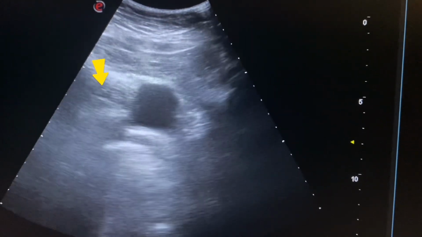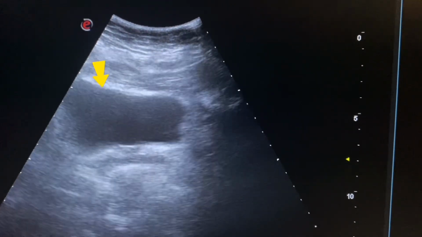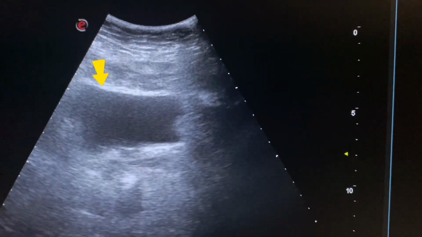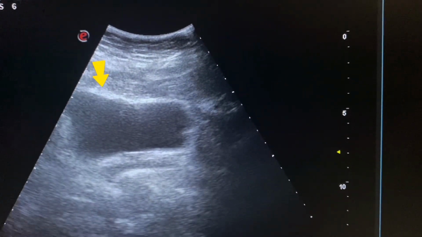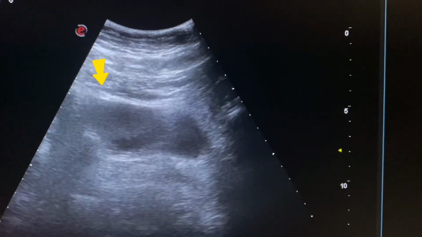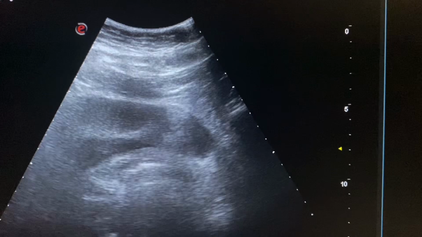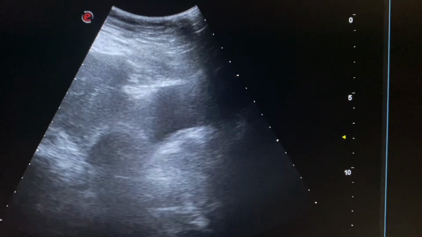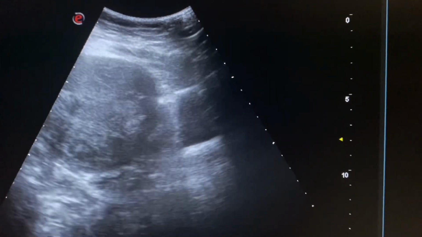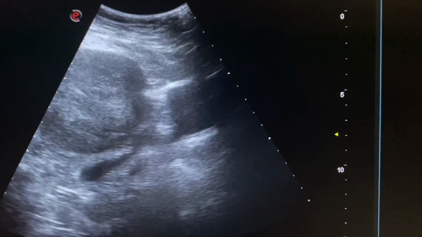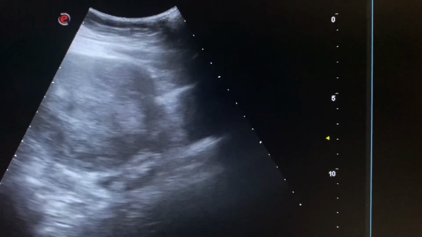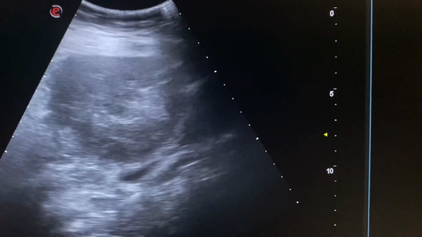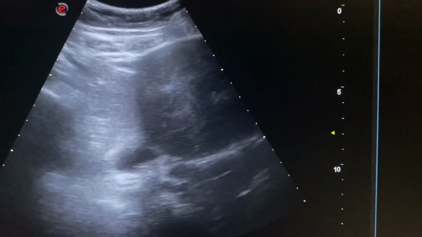Here we see the urinary bladder. The mass lies adjacent to the urinary bladder. Now we are scanning, or searching for, the uterus, but we cannot clearly visualize the uterus here.